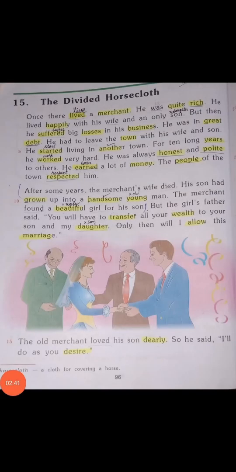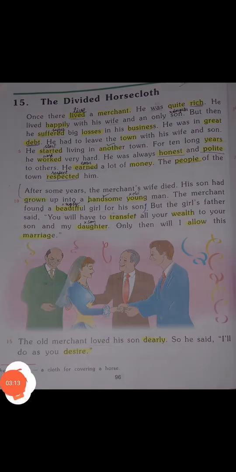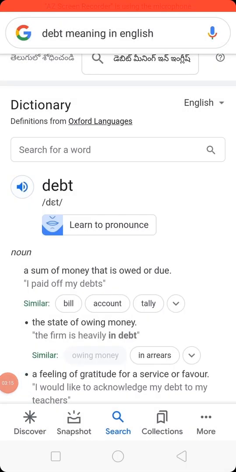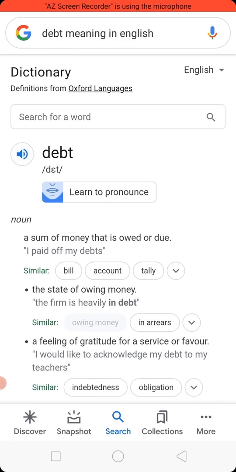He was quite rich. Who was quite rich here? Merchant. He lived happily with his wife and only son. Here, an only son refers to what? Means he was having only one son. But then he suffered big losses in his business. He was in great debt. Meaning of debt. Let me explain. Listen to the pronunciation of debt. Debt. A sum of money that is owed or due.